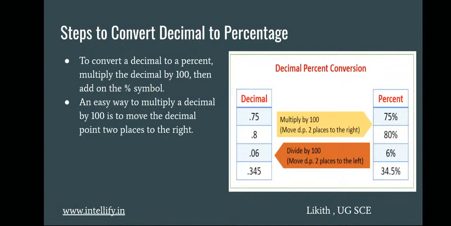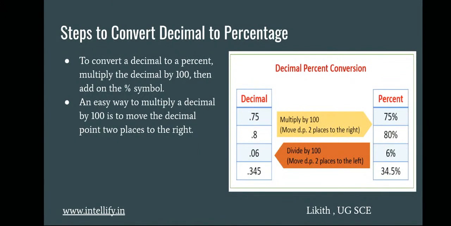Here is an example, 0.75. I'm just multiplying it by 100, which is nothing but 75%. You may ask how it is. We have 100, so there are two zeros in 100, and after the decimal point we have two digits. So if we multiply it by 100, the decimal point gets shifted two digits. So it's nothing but 75%.